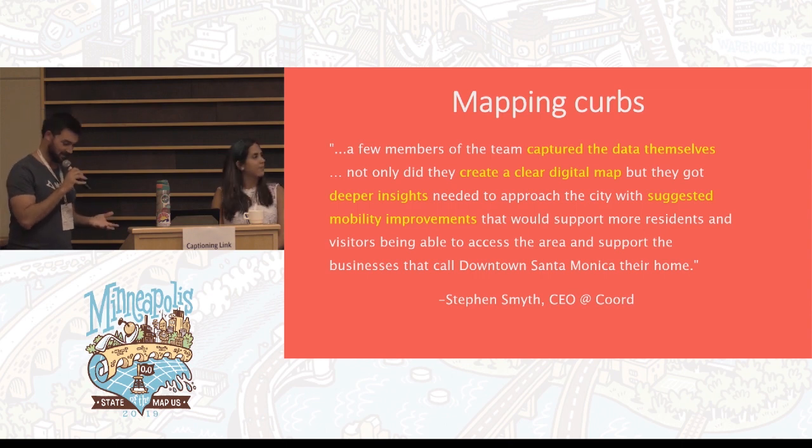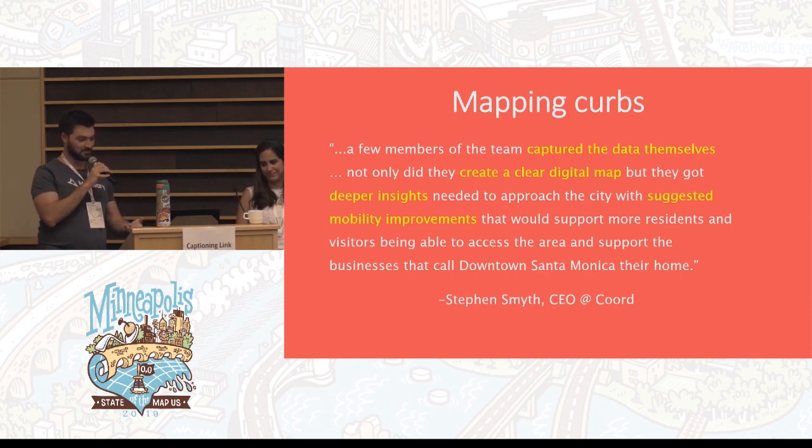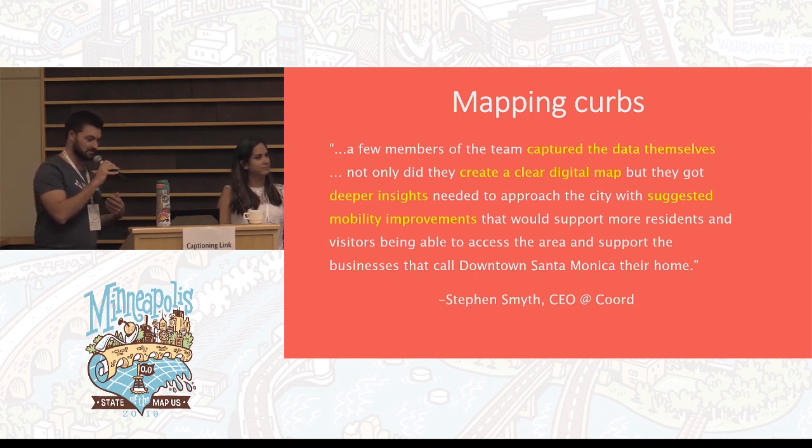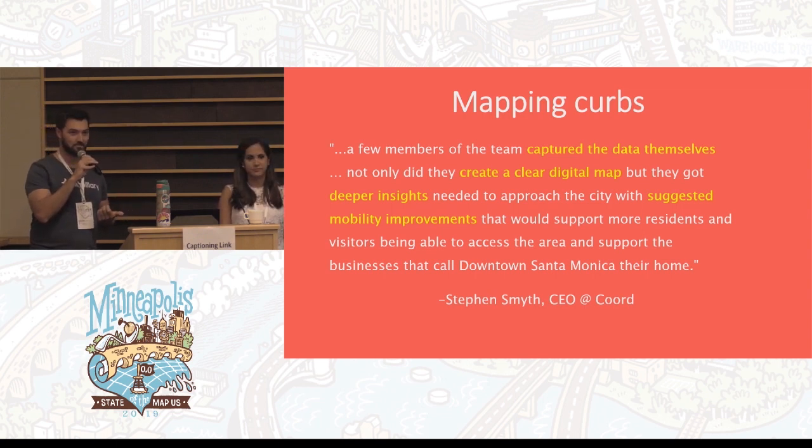So this quote is very interesting. Just to read through it quickly: "A few members of the team captured the data themselves. Not only did they create a clear digital map, but they got deeper insights needed to approach the city with suggested mobility improvements. It would support more residents and visitors being able to access the area and support the businesses that call downtown Santa Monica their home." So this is the CEO of Cord talking about their application that helps collect curb data.